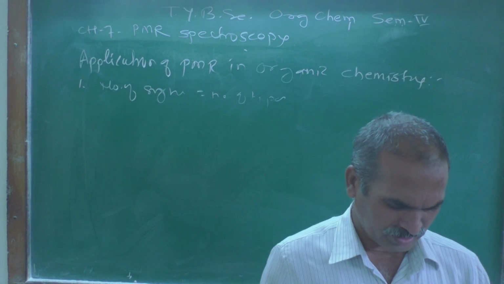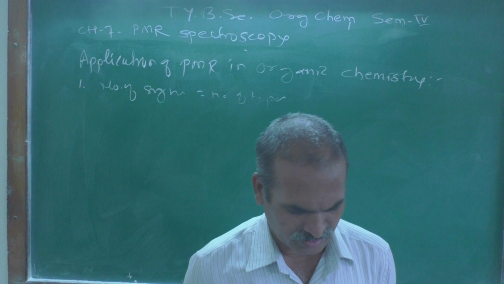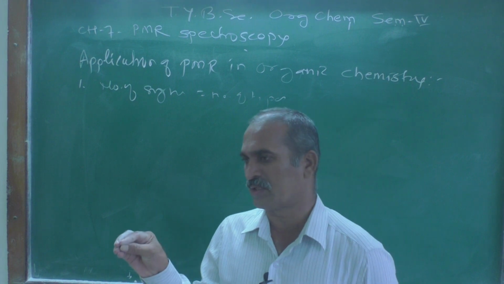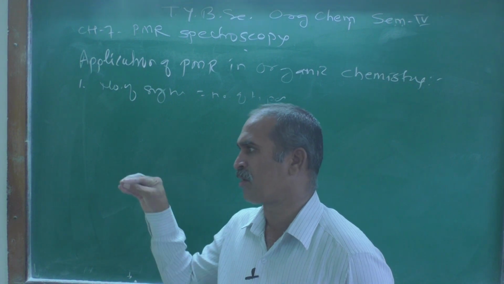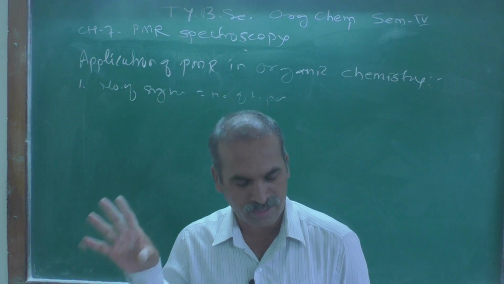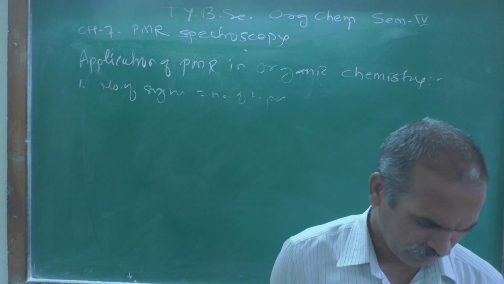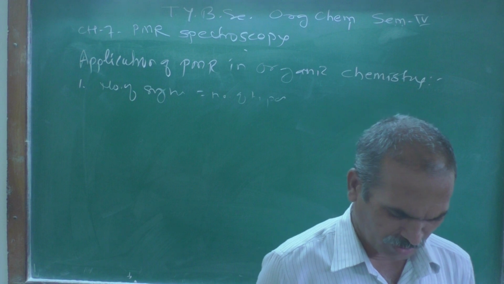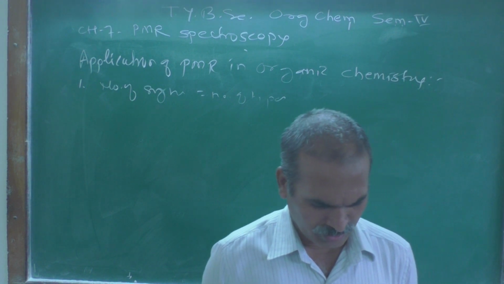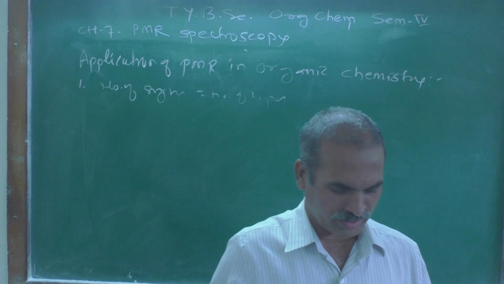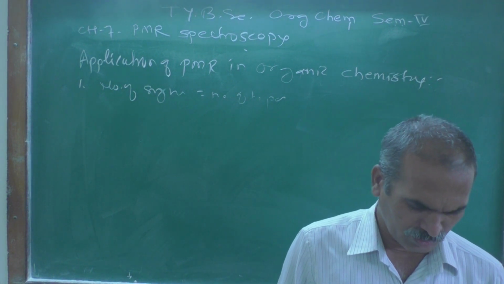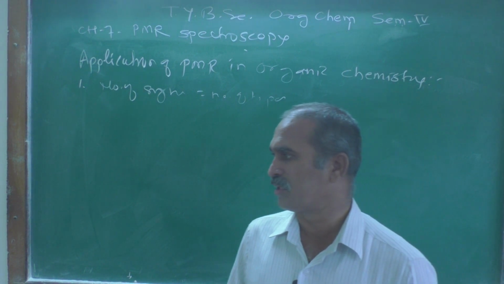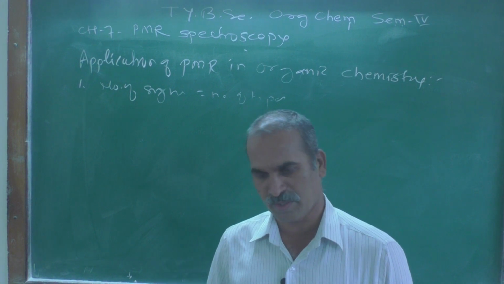And fourth application, the multiplicity of the signal tells us the number of neighboring protons. This is very important. The multiplicity of a peak directly provides the number of neighboring protons present on the adjacent carbon atom. And fifth, the PMR spectrum is useful for detecting hydrogen bonding. When the H of an OH group is substituted by deuterium, the peak due to the OH group disappears. This is one of the important applications of NMR spectroscopy.